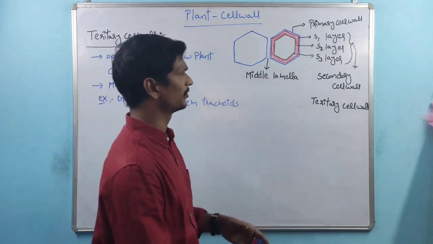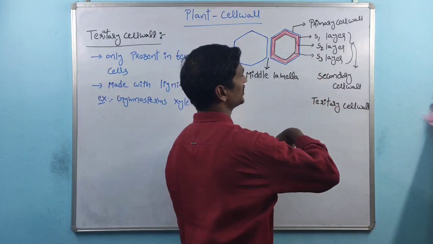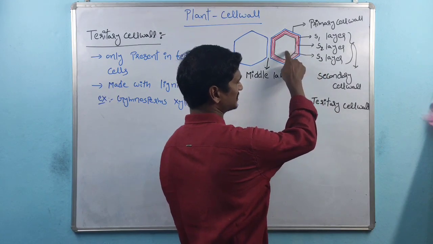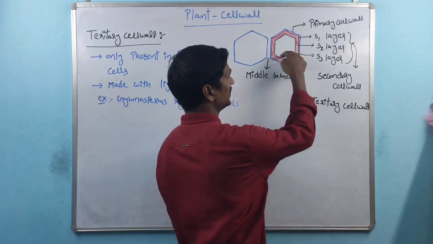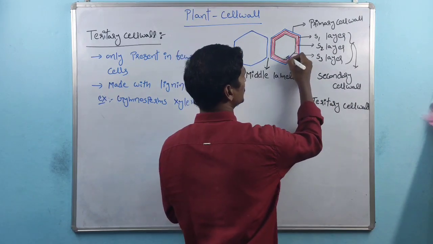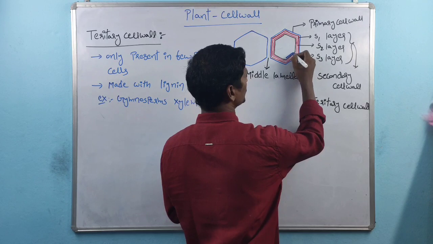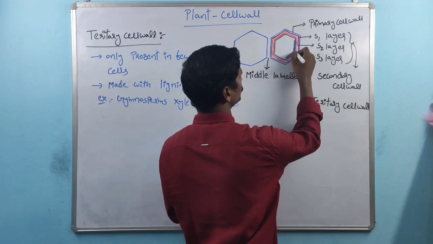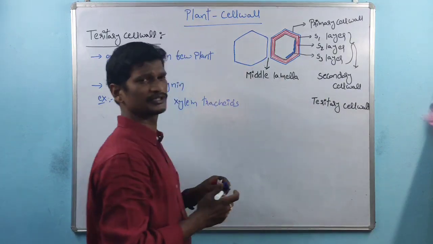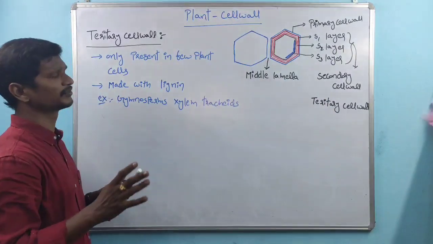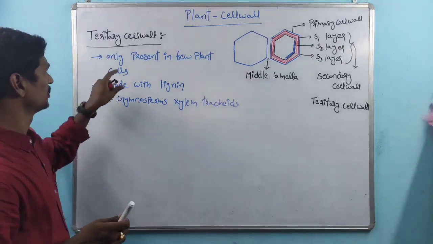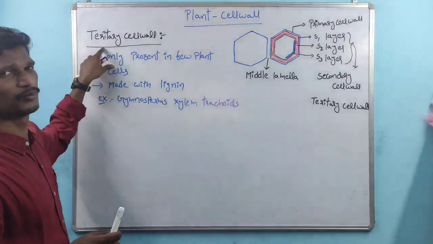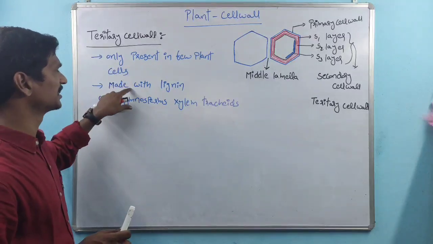So, suppose this is the plant cell and this is the secondary cell wall, the S3 layer. Inside the S3 layer, the tertiary cell wall is present, right? The tertiary cell wall is not present in all plant cells, only in a few. And this is made with lignin. The chemical composition of the tertiary cell wall is lignin.